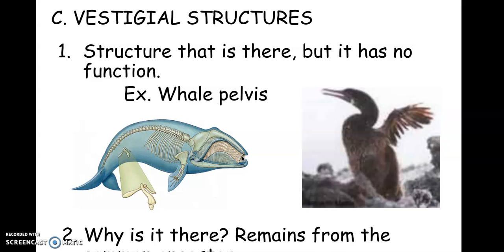Vestigial structures, structures that are there, but have no function. Whale pelvis, it's there, not serving a purpose though. Some humans have vestigial structures in their bodies as well. Tonsils, they're there, no purpose. Appendix, they're there, no purpose. We have a tailbone, it's there, but it serves no purpose. Why is it there? Well, evolution. At one time, it might have served a purpose. As we evolve, some of the structures in our body are no longer necessary.